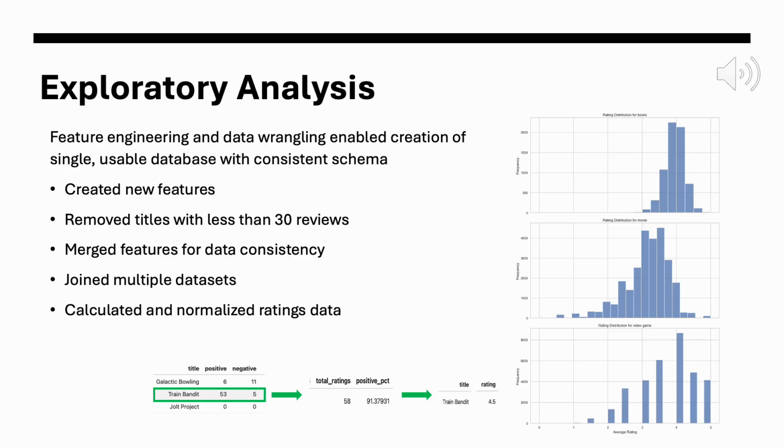We also calculated and normalized ratings data, which was probably the most interesting thing that we did, because the video games data set didn't actually have user rating on the scale of 1 to 5, which was typical of the others. It had total counts of positive and negative reviews. So what we did there was we essentially calculated a positive percentage, and then we scaled that to within the range of 1 to 5. So we had a consistent 1 through 5 rating that was the same as the books and the movie rating scale.